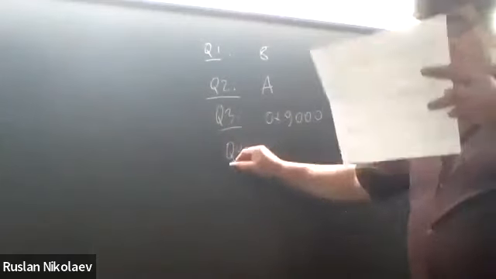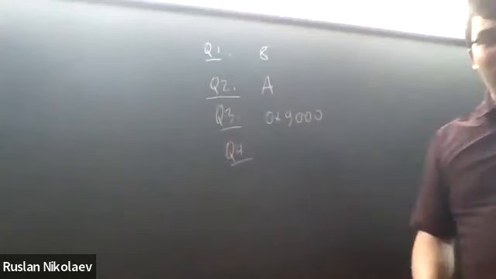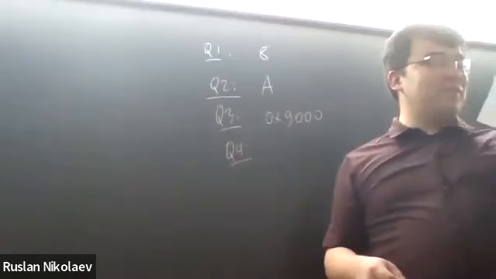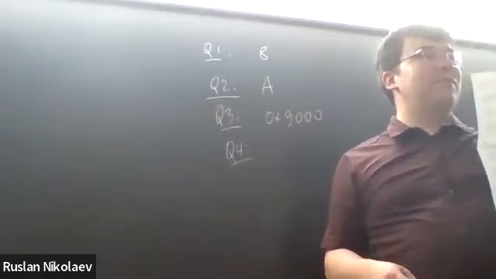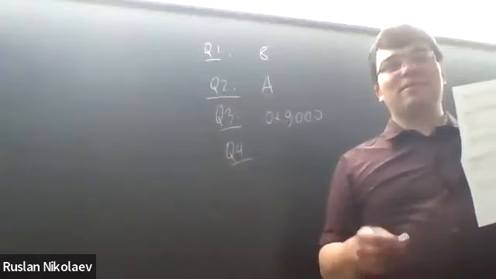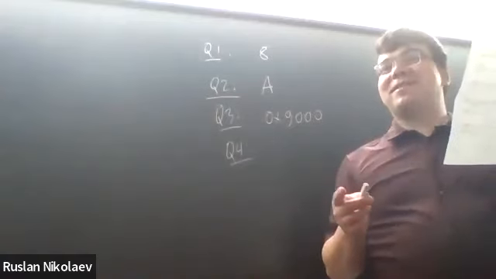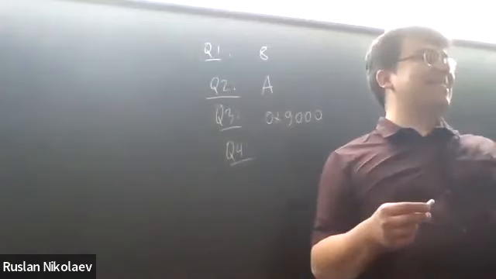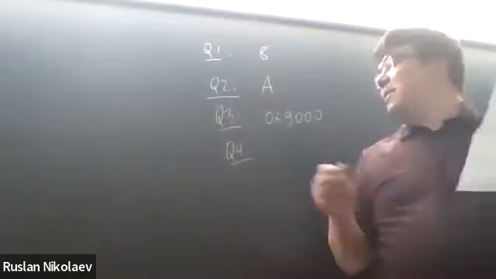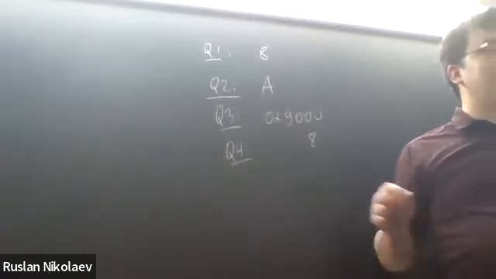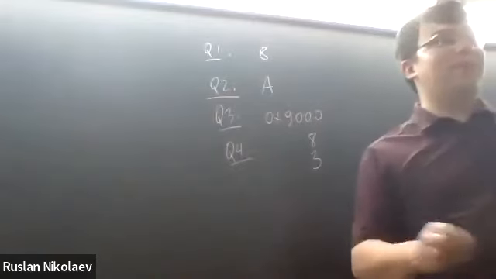Question 4 is maybe actually the trickiest one. Any ideas? What is the first line in question 4? Is it 8? Yes, the first line is 8. What is the second line? 3. 3, right. So why is that?